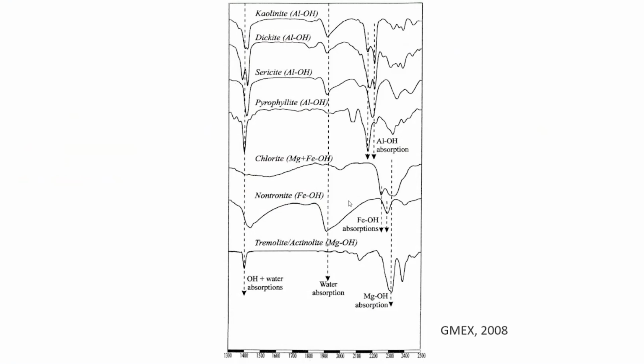And so whenever you use a field spectrometer to take spectral measurements of these samples, you can plot out that data like we have here. This is actually a really good figure from GMEX in 2008. And so this gives you a good idea of where you're at in your system.